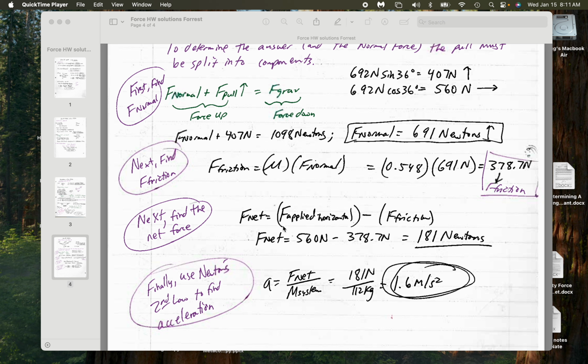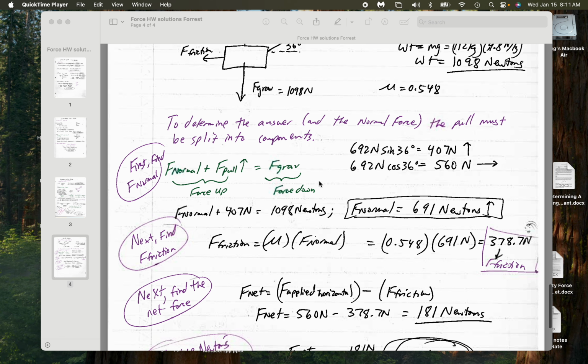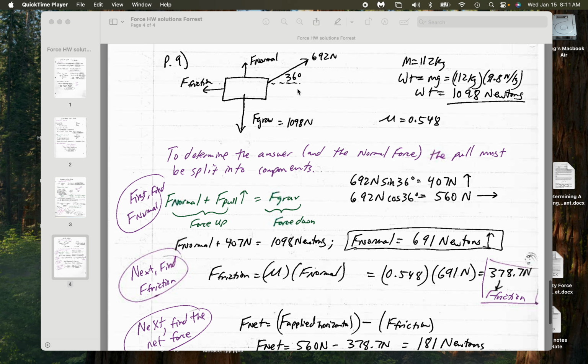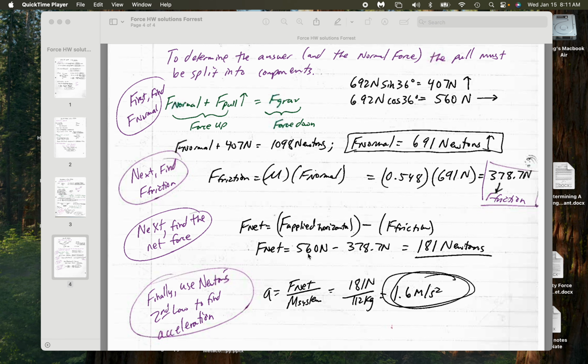Next find the net force, pardon me. So now I need to think horizontally. I know that the vertical net force is 0 because this thing isn't leaving the ground. But horizontally, I have friction going to the left and the horizontal component of the pole going to the right. So the horizontal force of the pole is 560 newtons. The force of friction I just found is 378.7 newtons, so that comes out to 181 newtons is the net force. And now I use Newton's second law to get the acceleration.